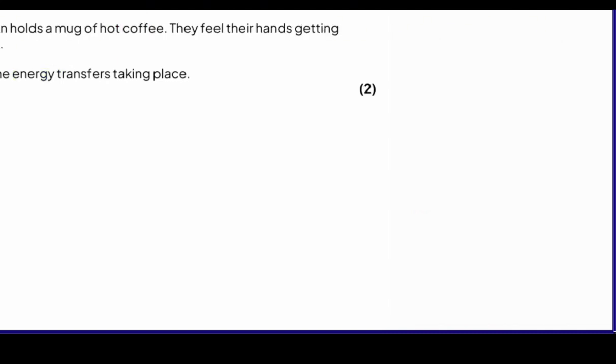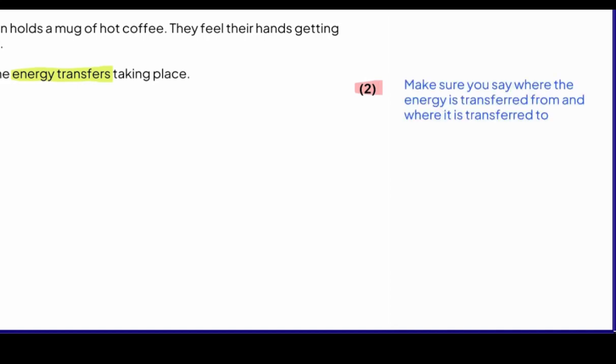Let's have a look at another example where students often think it must be wrong. A person holds a mug of hot coffee. They feel their hands getting warmer. State the energy transfers taking place, and this time it's 2 marks. So again we ask, where is the energy being transferred from? Well, it's the hot coffee, right?